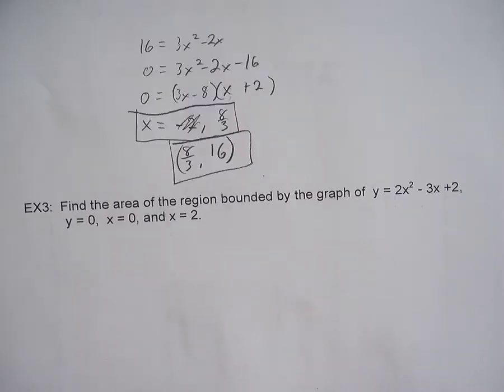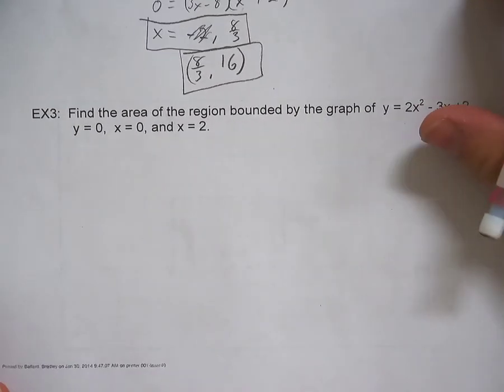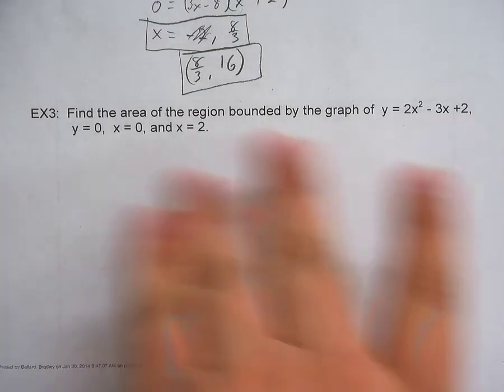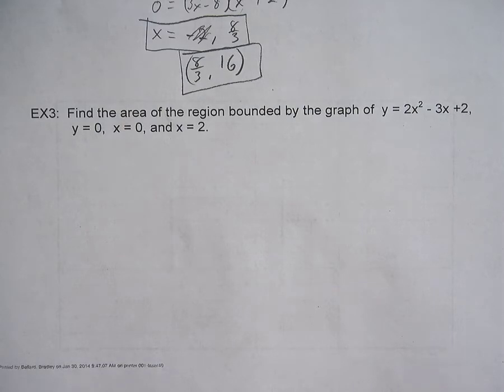Alrighty, let's keep going. Cruising along. Find the area of the region bounded by the graph of this graph and all this other jazz right here. Okay, so I didn't see anywhere in this question where they're asking me about an average value or a mean value, so I'm not using a mean value theorem here.